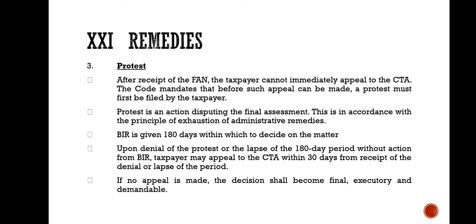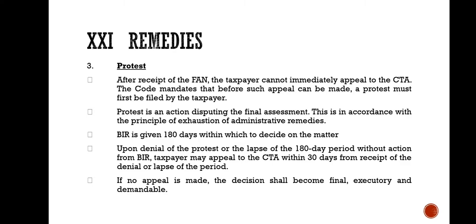So, ano pa yung protest? Protest is an action disputing the final assessment. This is in accordance with the principle of exhaustion of administrative remedies. So, the BIR is given 180 days within which to decide on the matter.